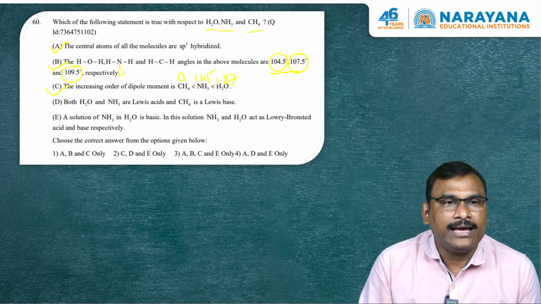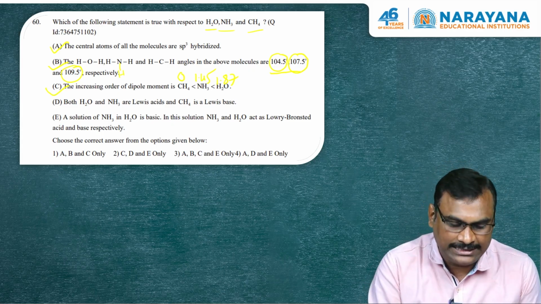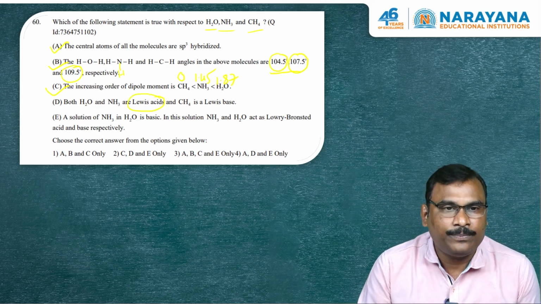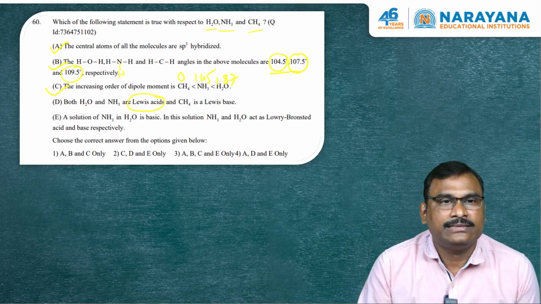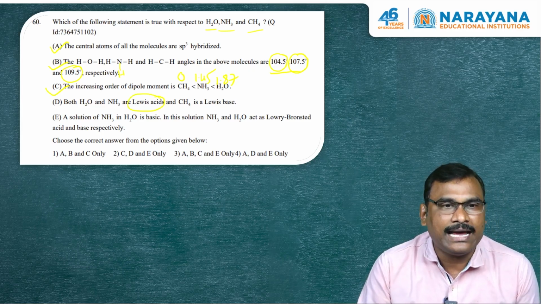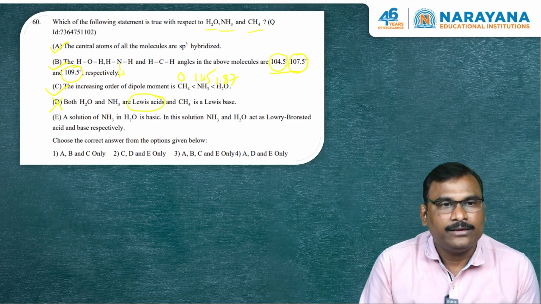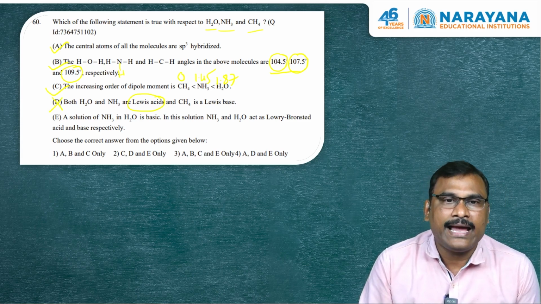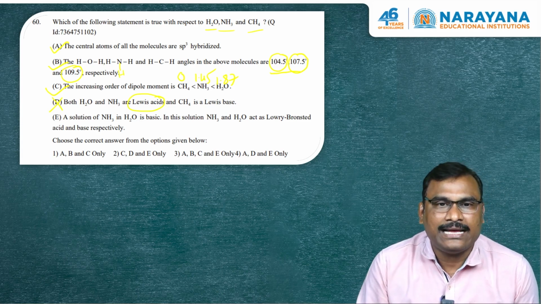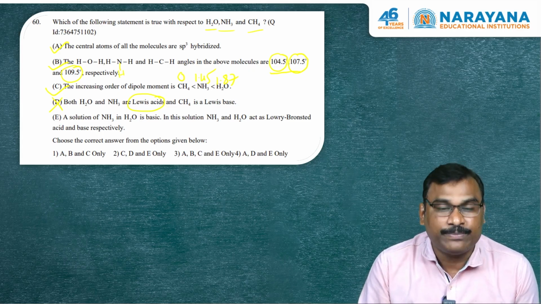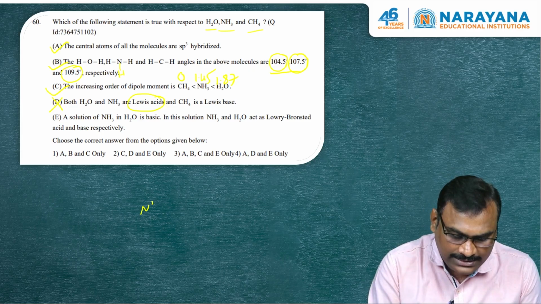Both water and ammonia are Lewis acids. Wrong. Because of having lone pair with octet configuration, they act as a Lewis base, not as a Lewis acid. So, statement D should be wrong. A solution of ammonia in water is basic, correct? But in this reaction, ammonia and water act as a Lowry-Bronsted acid and base respectively. I think this is the wrong answer.